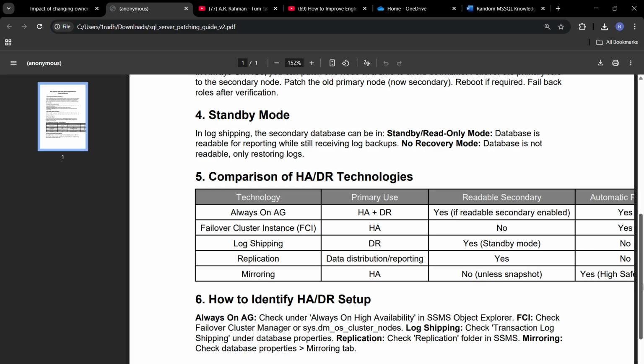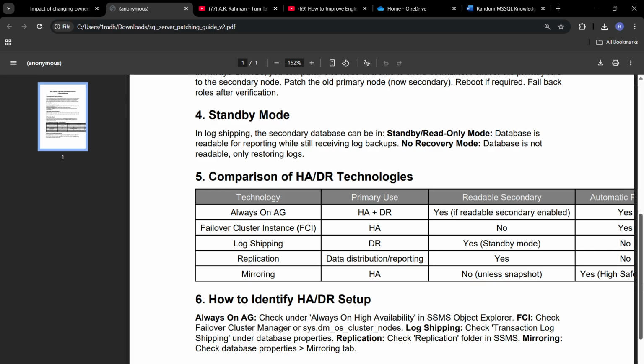What is log shipping? Log shipping is basically used for disaster recovery purposes, and yes, it is readable when the secondary server is in standby mode. Okay, and automatic failover is not possible in log shipping. Coming to replication, replication is used for data distribution and reporting, and the secondary server in replication is readable, and automatic failover is not possible.